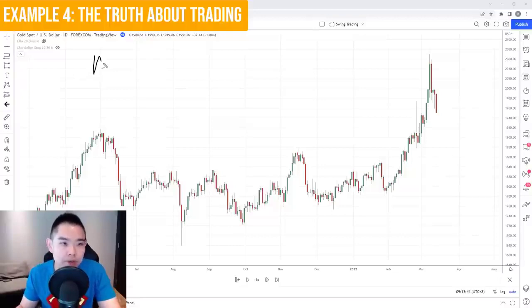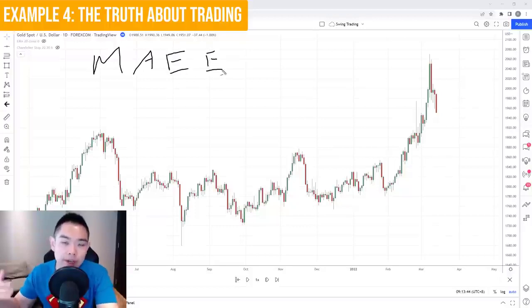So moving on, let's do a super quick recap about the MAEE formula. Again, M stands for market structure, A is area of value, E is for your entry trigger, and the other E is for your exits. Exits where you're right and exits where you're wrong.